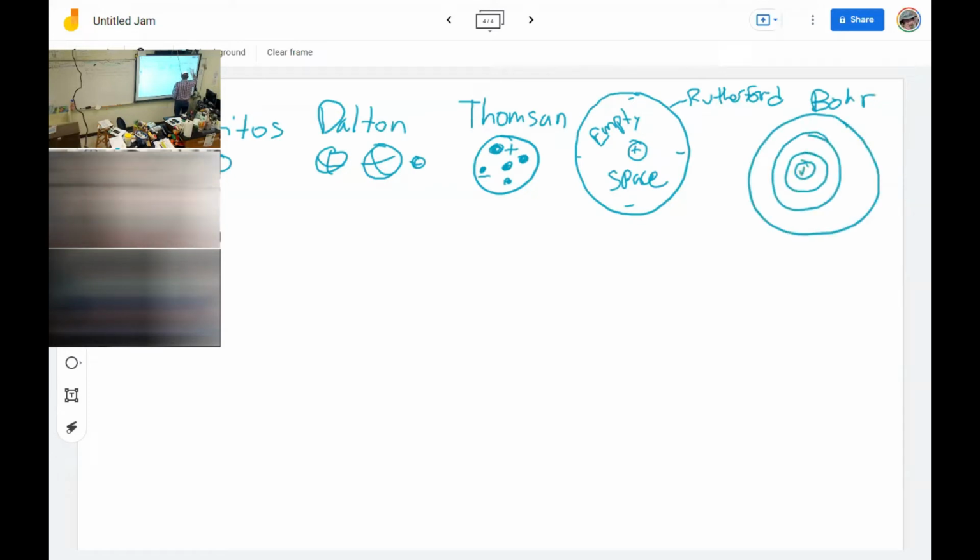This is what everybody makes in like middle school or elementary school. That model of the atom where they put the electrons like planets going around.